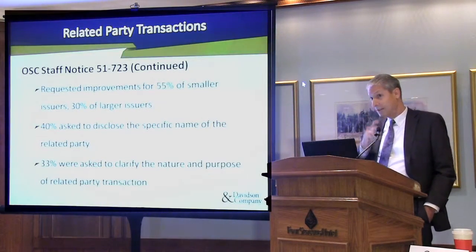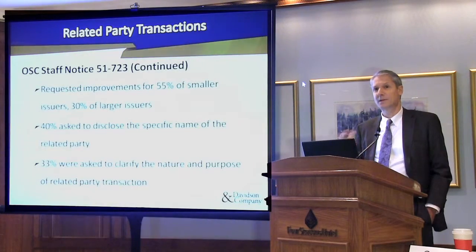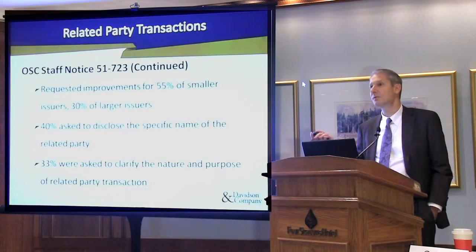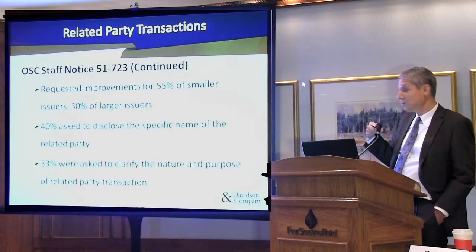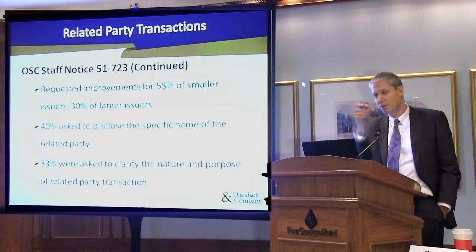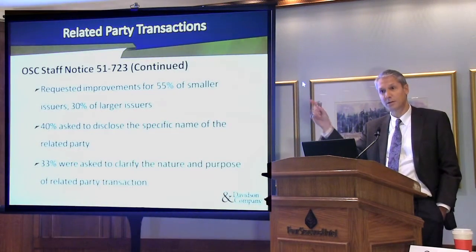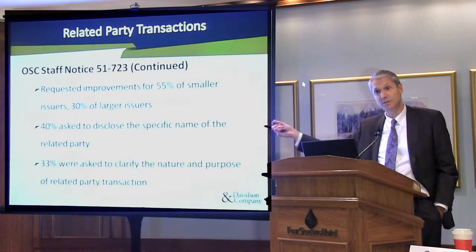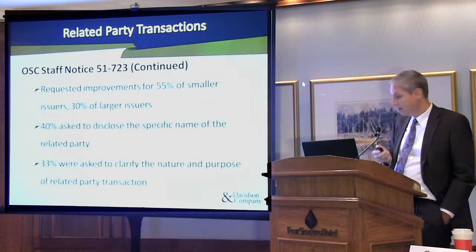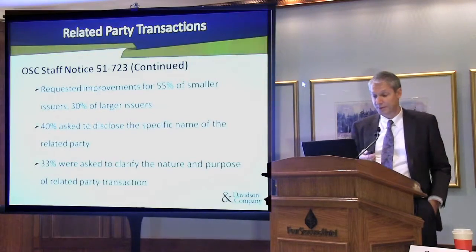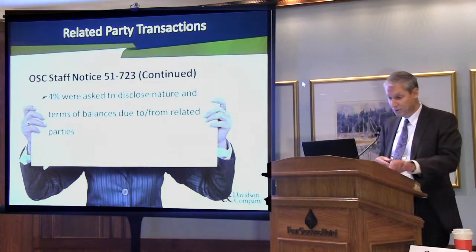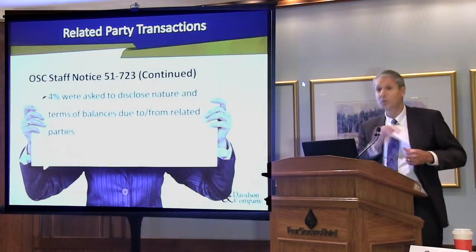And this concept of the name of the related party is who received it. If it's Guy Thomas, a director, it should say Guy Thomas, a director, received $10,000 for this service. And very often we actually suggest to the companies that they take the related party disclosure right out of the financial statements where it says X number of dollars were paid to a director, comma, add the name, Guy Thomas, comma, and then continue your sentence. So it doesn't have to be difficult, but name the beneficiary. 33% were asked to clarify the nature and purpose of a related party transaction. And 4% were asked to disclose the nature and terms of balances due to and from related parties.